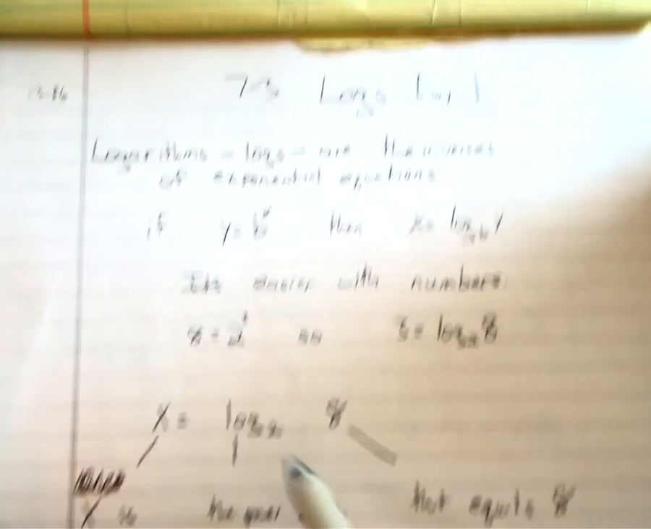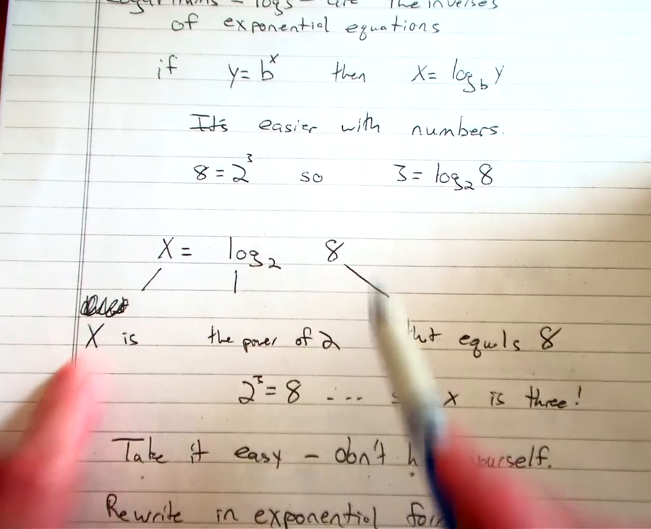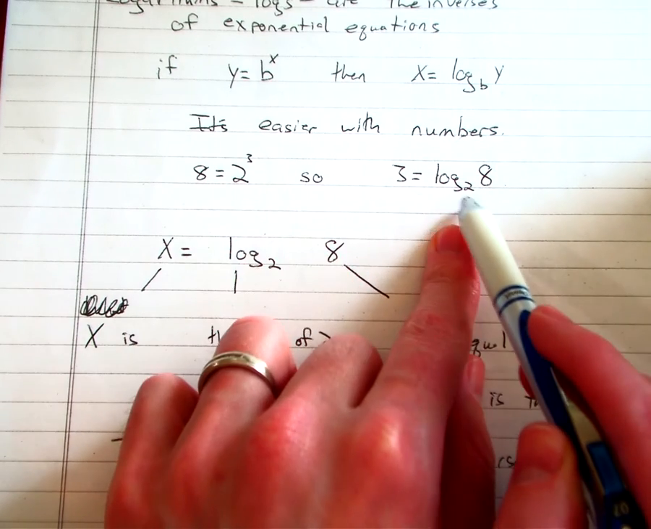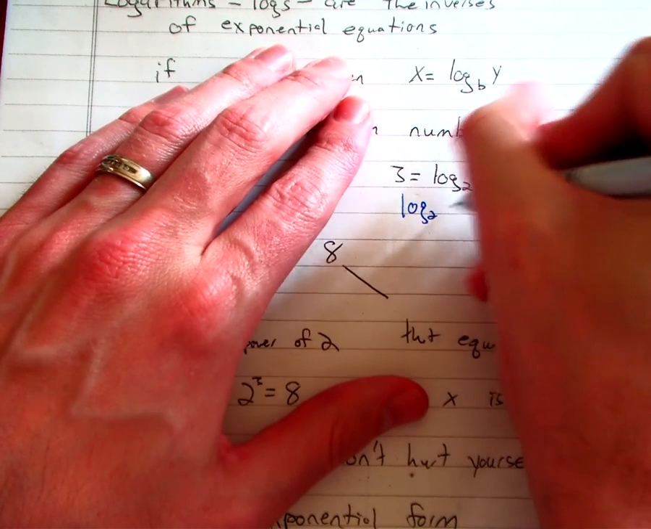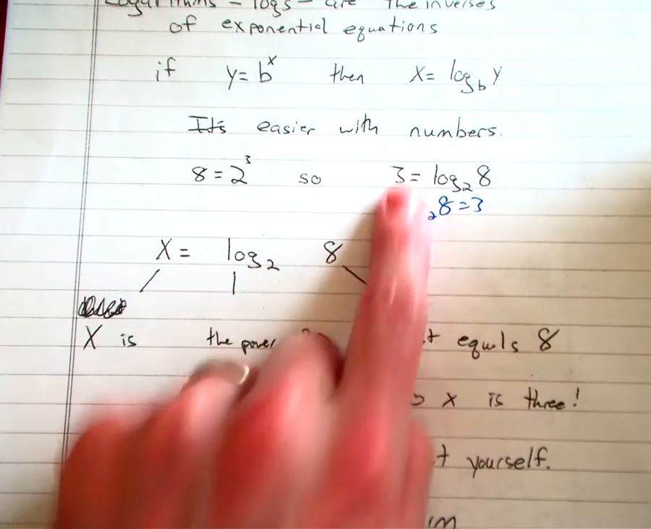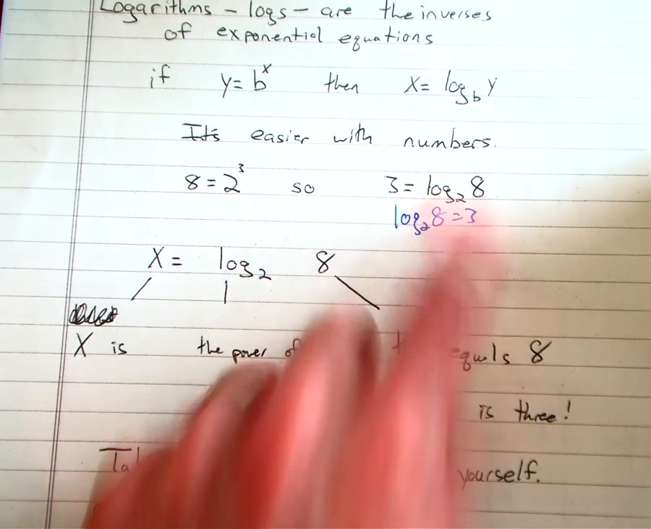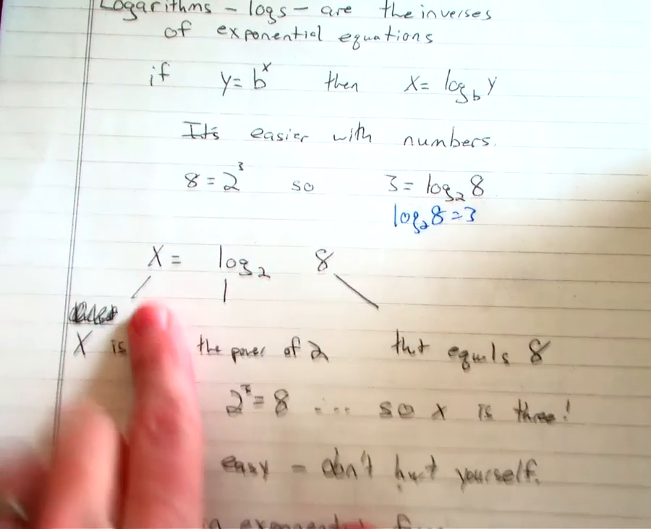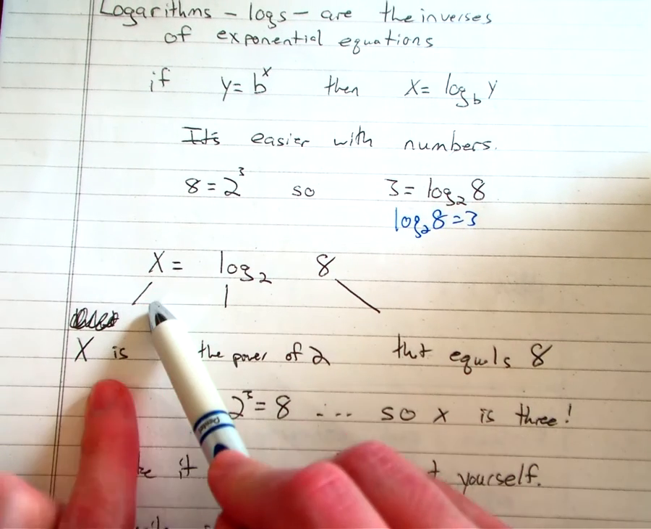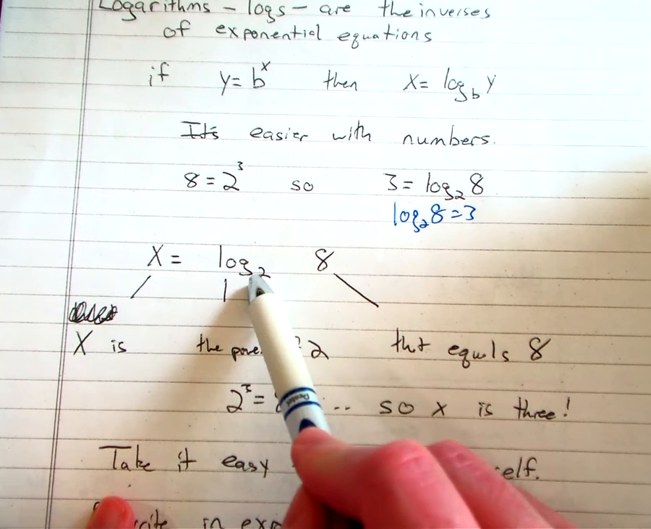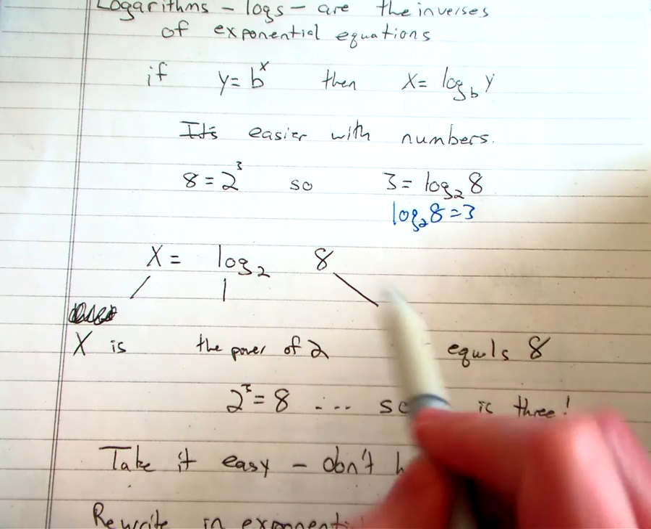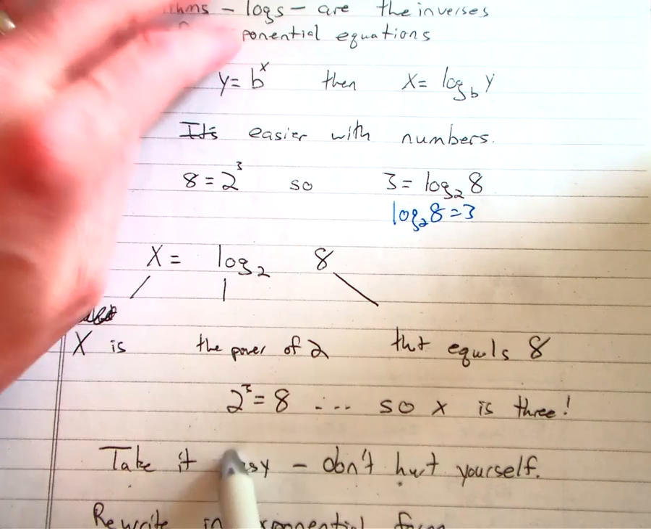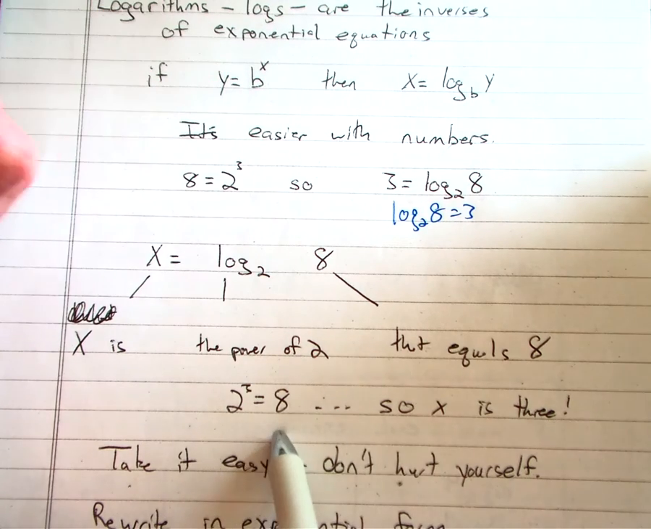All right? So how I read it is I usually turn it around. The book's going to have it the other way. Log base 2 of 8 equals 3. That's how the book's going to probably have it. I turn it around because it makes more sense to me like this, and it might work for you. So this is how I think about it. X is the power of 2. Log means the power of 2 that equals 8. So if 2 to the third equals 8, x is 3.